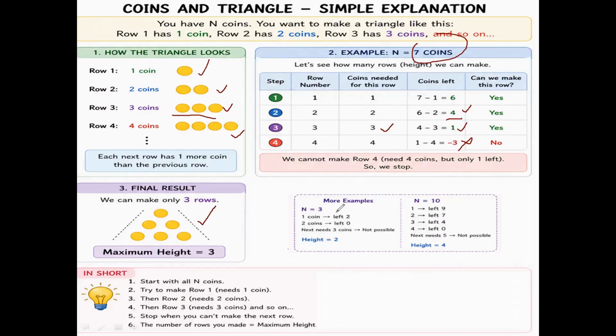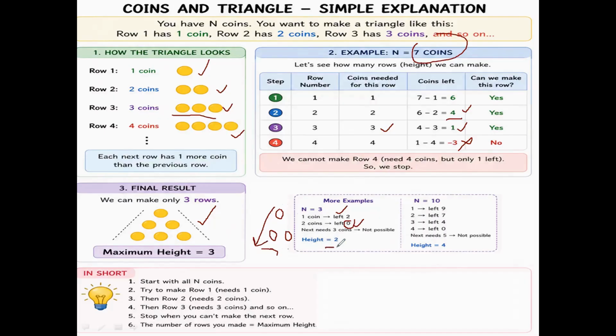Let's take another example. When n equals 3, you have only 3 coins. For the first row, yes, it will have one coin. You're left with 2. Then 2 minus 2, yes, I can have the second row. But for the third row, I am left with 0. I cannot move on with the third row. So my height will be 2.